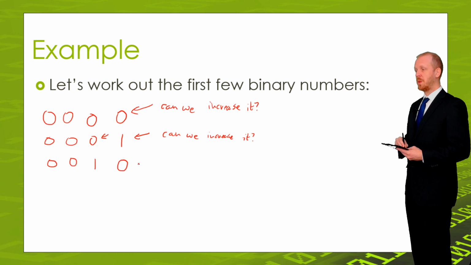So once again, look at this column. Can we increase it? Yes, we can. So that becomes a 1. Everything else stays the same. That's our next number. Do 2 more, and then I'm going to get you to do a few.